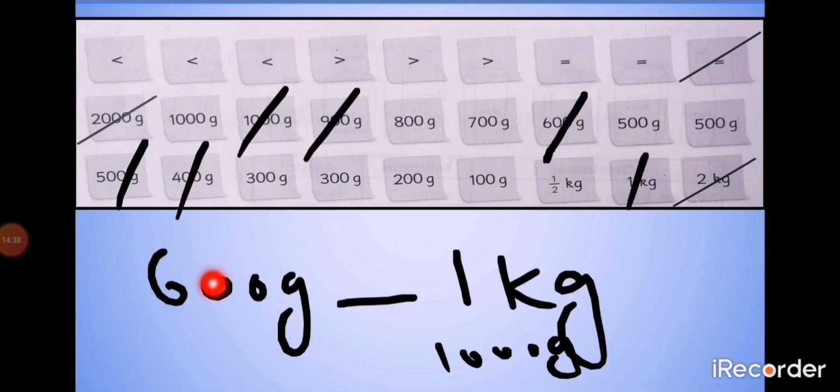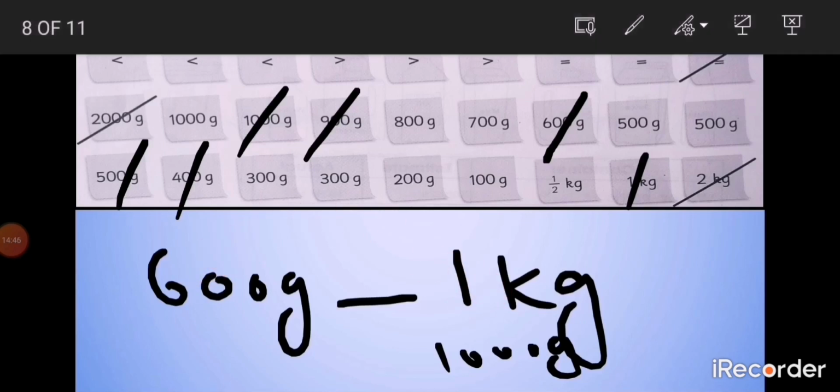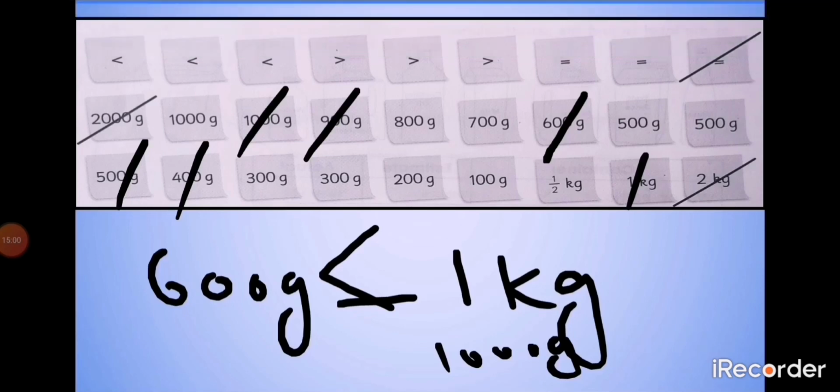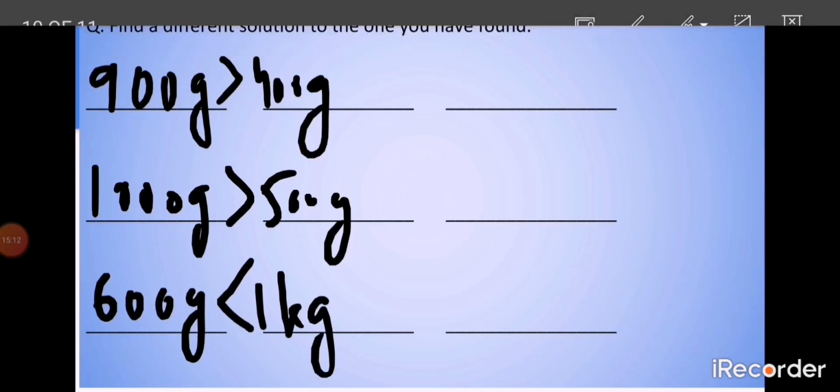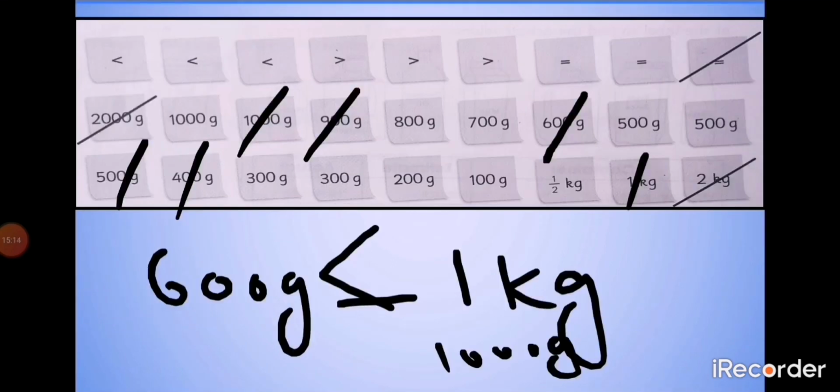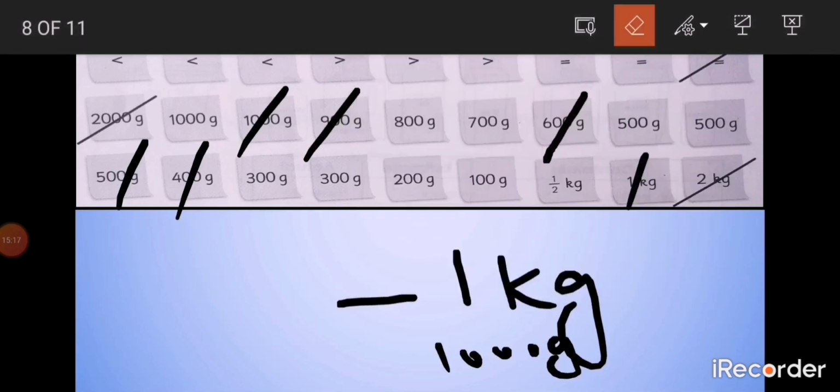No, they are not equal. So is 600 more than 1000 grams? No, 600 is less than 1000 gram. So we will put the smaller than sign here because 600 is less than 1000 gram. So I'm putting the pointed side towards 600 and the open end towards 1 kg, which is equal to 1000 gram. Now I'm putting my statement here: 600 grams is less than 1 kg. Done. I will do 2 more for you, and the rest of the work you will complete by yourself.